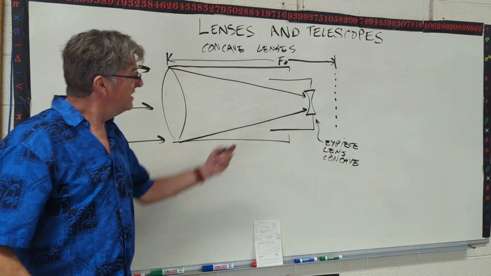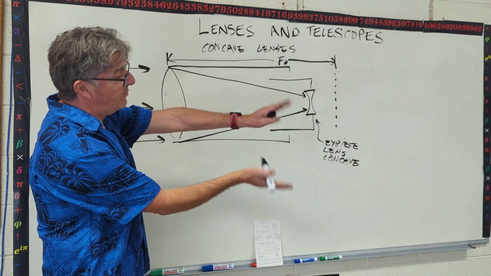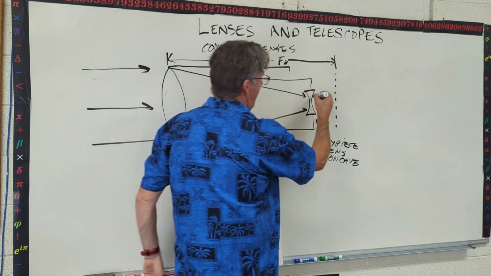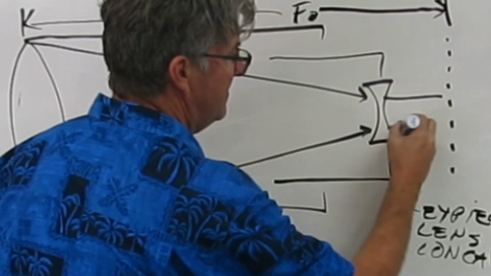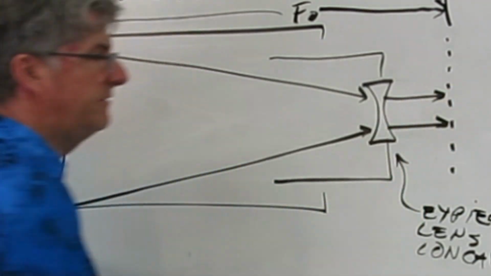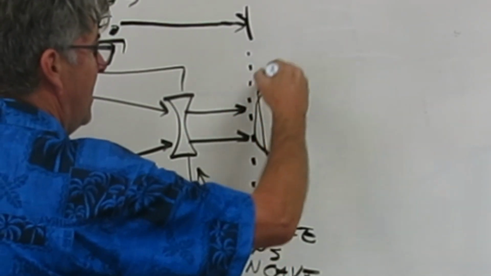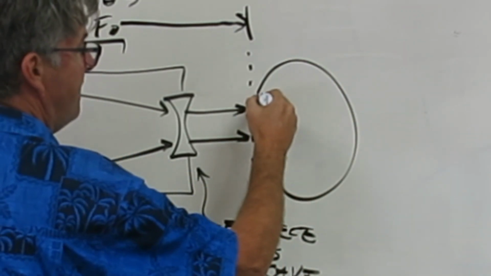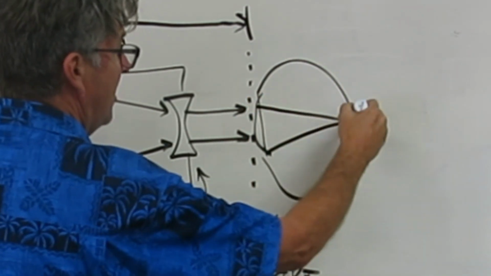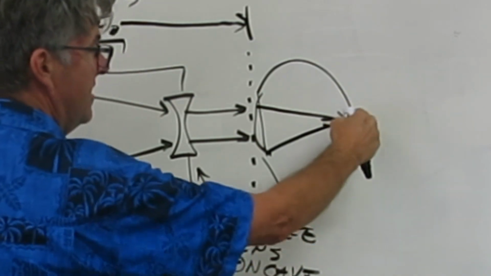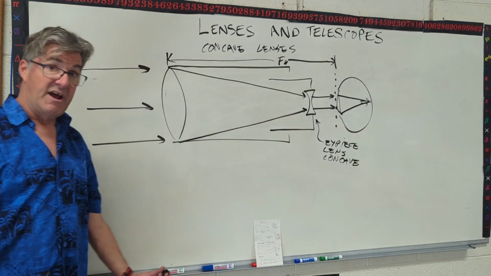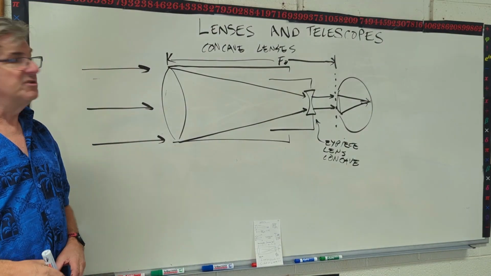Now what's going to happen is the convex lens is going to disperse the light, so they're going to go back to being parallel. Okay? And then they're going to hit the eye. Here's the cornea on the eyeball. And they're going to get focused by the cornea, the eyeball's lens, and they're going to go to a focal point on the back of the retina. And again, it makes an image to the brain.